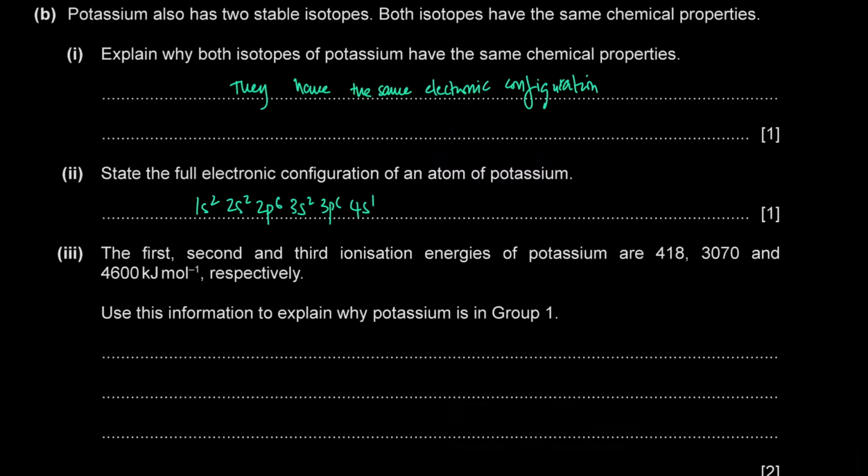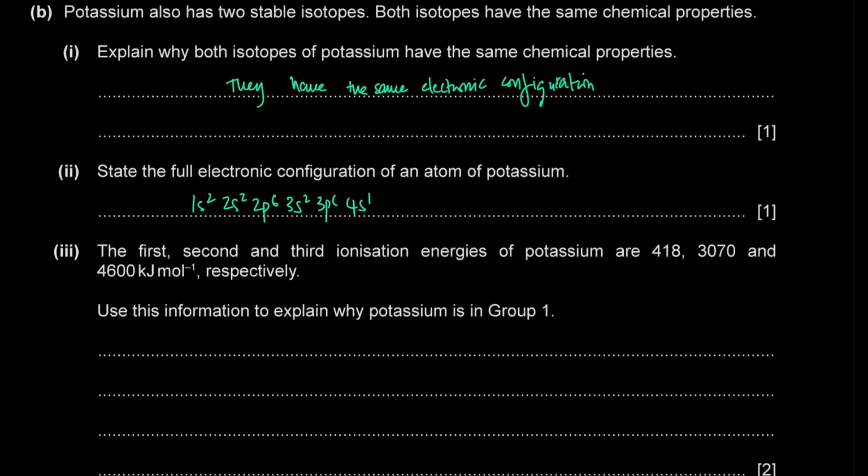Now, since potassium is in group 1, it only has one valence electron. It has a total of 4 shells, and there's only one valence electron. So the first electron is relatively easy to remove. And then the second electron and the third electron will be removed from the third shell. The first electron removed is from the fourth shell, and then the next two are being removed from the third shell. So you see a big jump from the first to the second ionization energy. The first electron is removed relatively easily, whereas the second and the third one are much more difficult to remove.